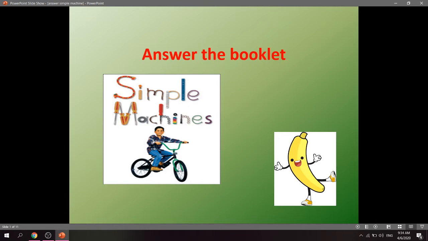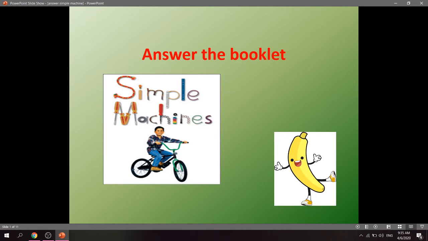So number one, what is the title of this story? Exactly, Simple Machines. And what is the genre? Exactly, expository nonfiction. It means I will explain something. Who is the author? Okay, the one who writes the story. And who is the illustrator? Exactly, the one who draws the pictures of the story.